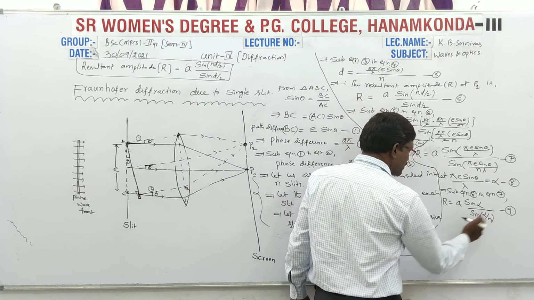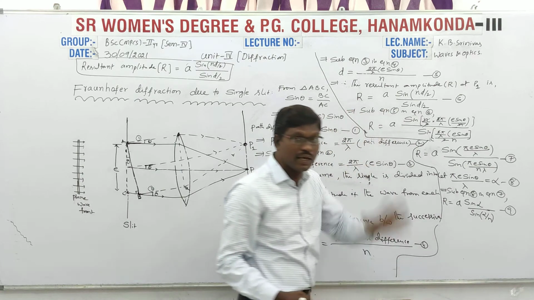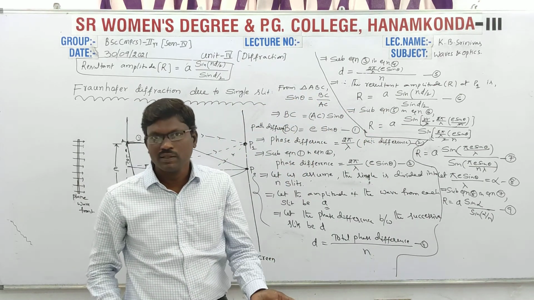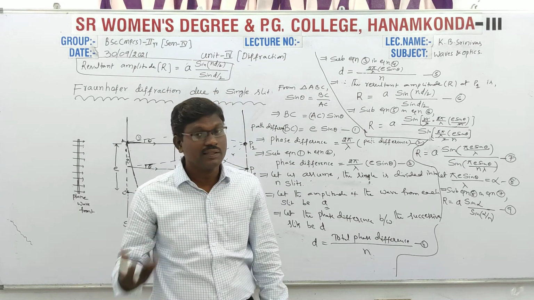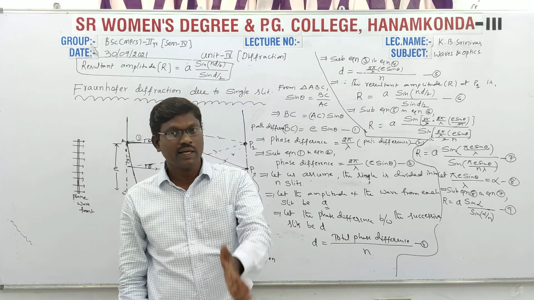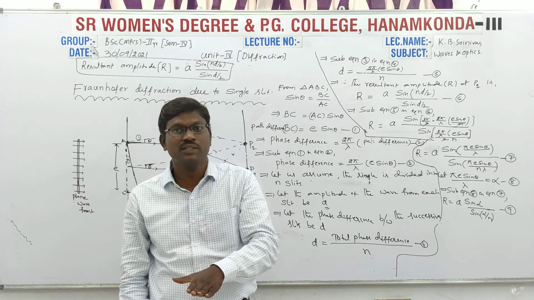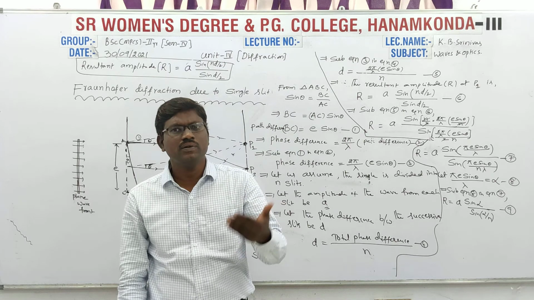See the denominator. As alpha is divided into how many parts? N parts. So when the angle is divided into n parts, definitely its value is decreasing. When theta is a very small value, sin theta can be written as theta only. This is, according to our physics, how we get the final expression. Generally we do it like this.